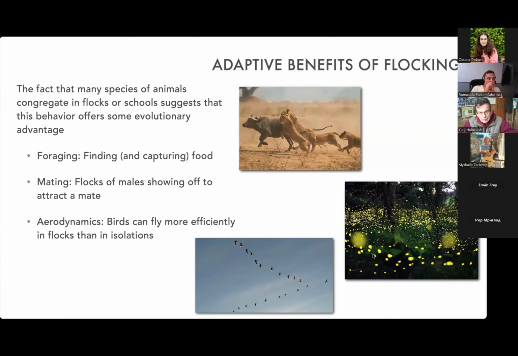So why flocking? Why should animals be social and move together? Because this has adaptive benefits. For example, it has been argued that when they move together, it is easier for them to find and capture food. Also, it is easier for them to find mates, when you have these flocks of males showing off to attract the females. And also, from a more physical point of view, it has been argued that it's aerodynamically favorable for birds to fly together. So they consume less energy when they fly together, forming these special shapes in the air, than when they fly alone.